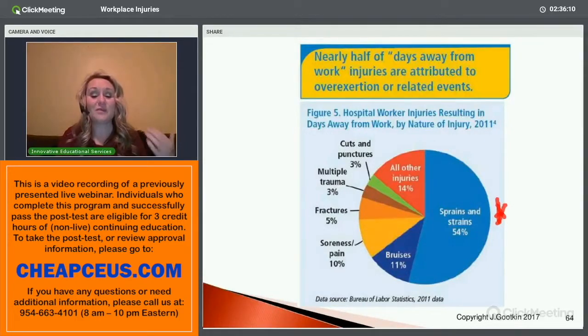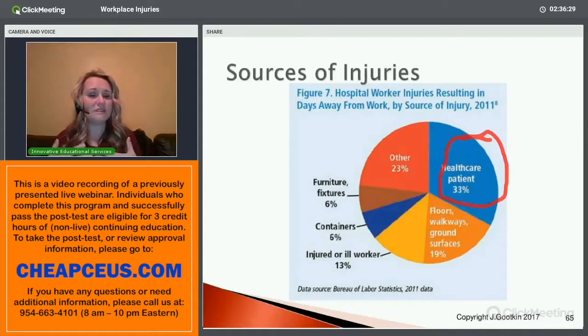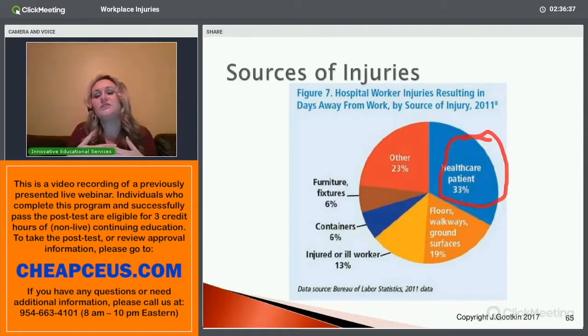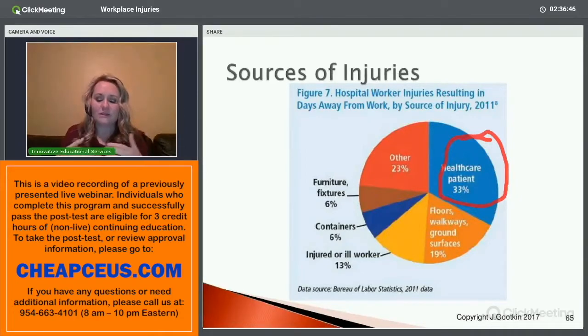So we need to think about that we do have these risk factors for overuse injuries. And what they've actually found when they break it down even further, is that it's not the equipment we're interacting with. It's actually our patients that we're interacting with. 33% of hospital worker injuries that actually cause them to be away from work are caused because of interaction with the patient. Now, it's not that the patient's doing anything wrong. It's not that the clinician is consciously doing anything wrong. And this is all healthcare workers, not just us. But it's when we're interacting with the patient, because again, we're thinking about them first.